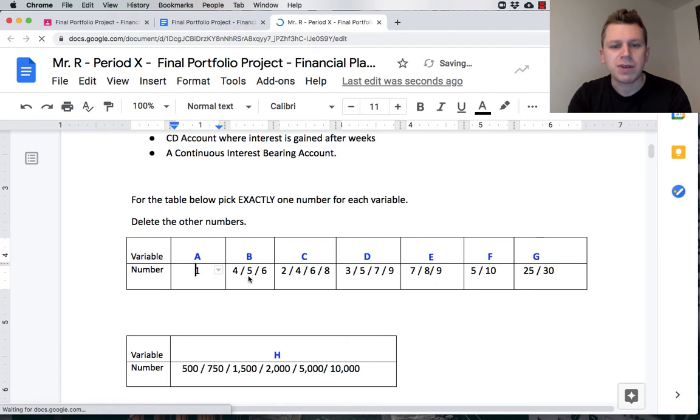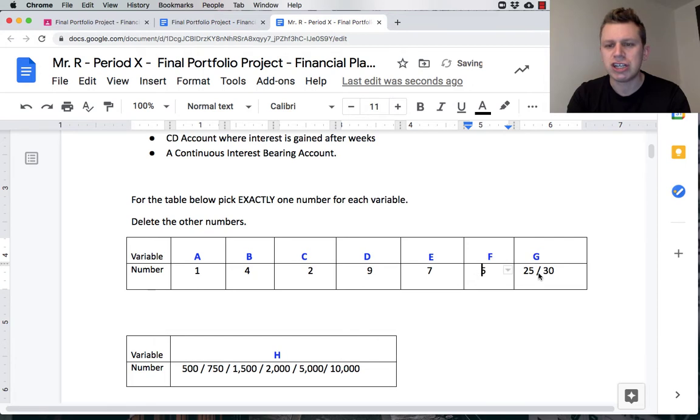Then for B, I'm going to pick 4. For C, I need to pick a variable. Well, I already picked 4, so maybe here I'll pick 2. For D, maybe I pick 9. For E, maybe I pick 7. Boom. And for F, maybe I'll pick 5. I didn't pick one yet that has a 5. For G, I'm going to pick 25 because I just like that number. And for H, maybe I'll pick 750.